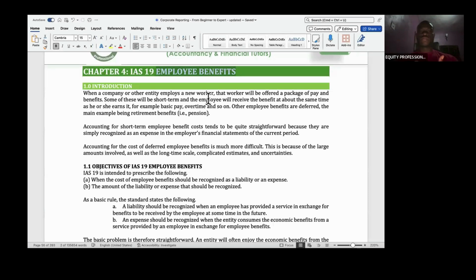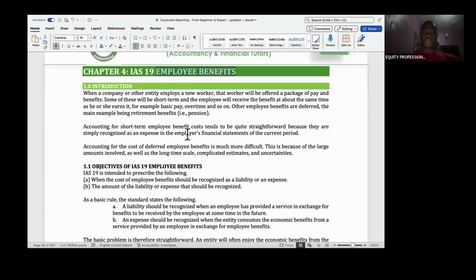So employee benefit is all form of consideration. That means that the focus of this standard, what we want to learn in this standard is, okay, how do we treat this consideration, this money we pay to our employees, whether cash or non-cash, how is it treated? That is what IAS 19 is all about.